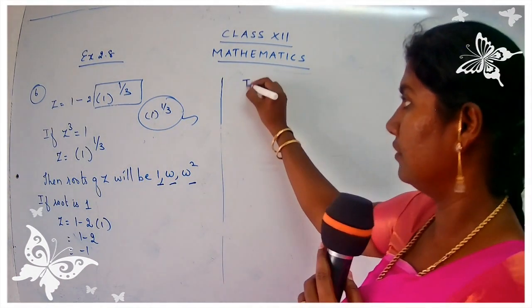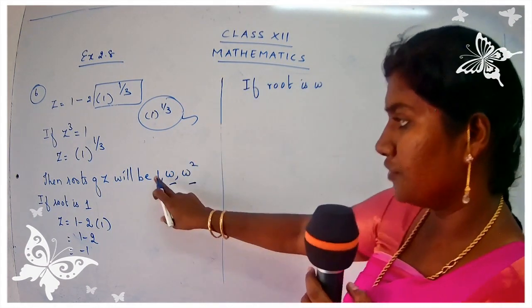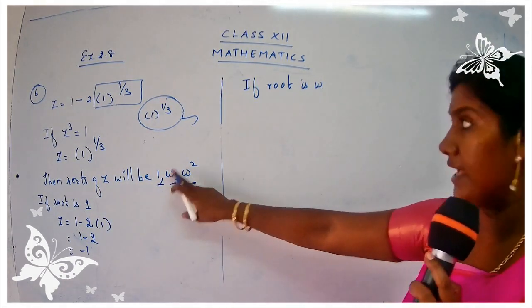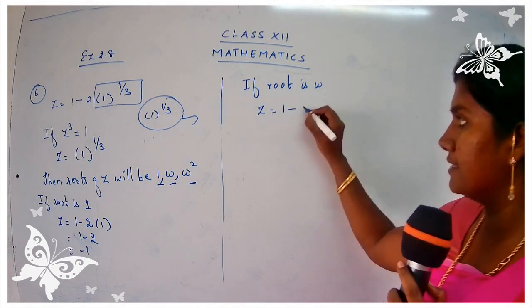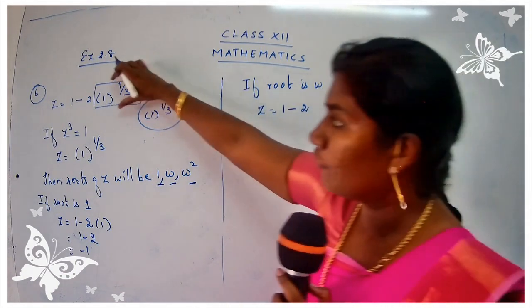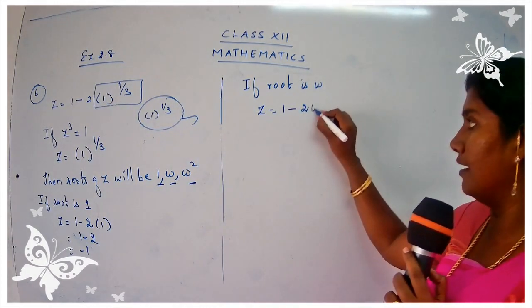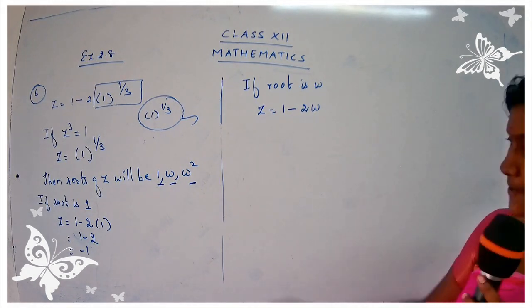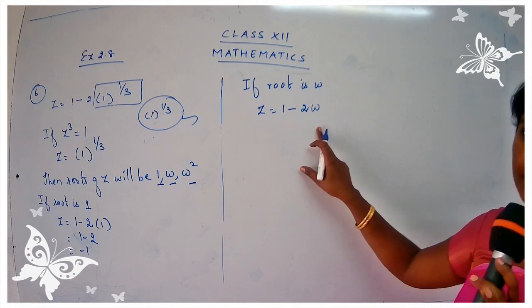So first I chose 1 as the root and I found the answer. Now I am going to take the root as omega. If root is omega, z is equal to 1 minus 2, and for this part, that is 1 the whole raised to 1 by 3, you have to substitute omega. So z is equal to 1 minus 2 omega. This is a very direct answer, yes? Here we got the answer directly. I think this is the second root that we have to show.